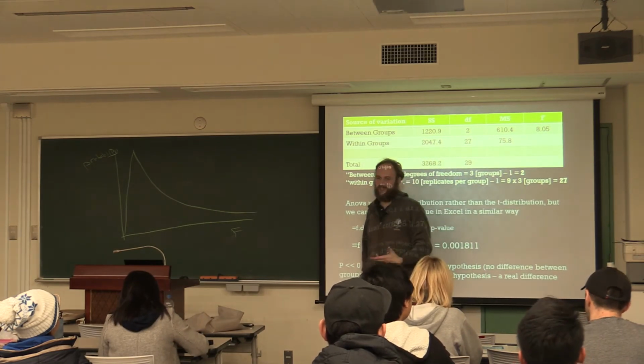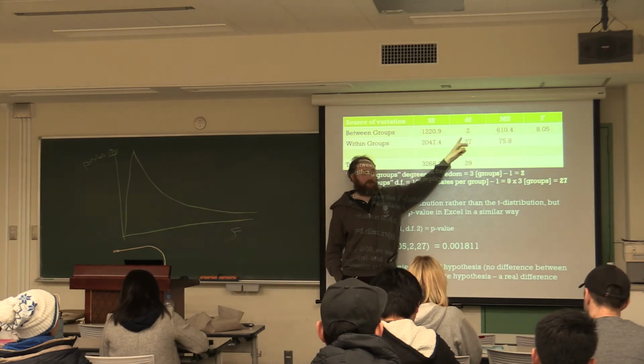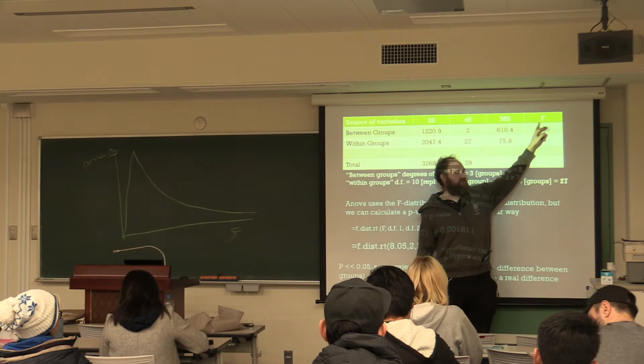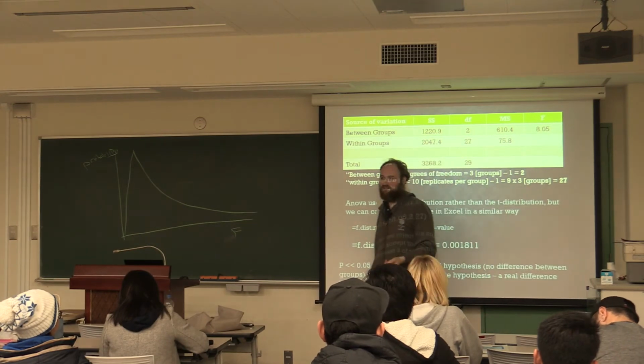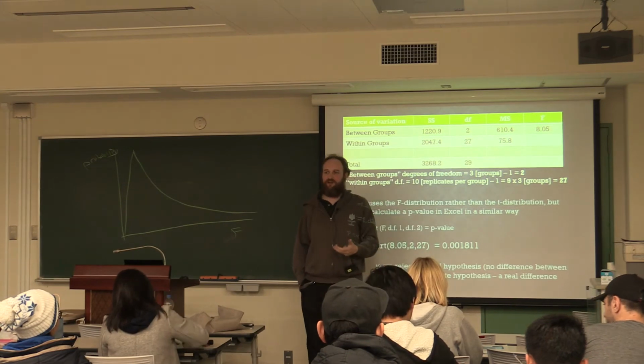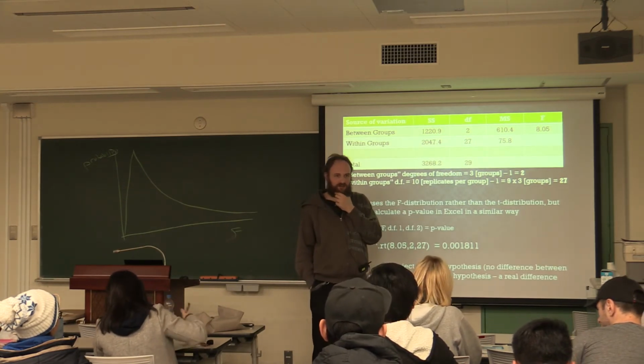So if you've got more data, if you've got more replication, you will increase this number here, right? And you'll make this small, and you'll make this big, and it'll be easy to find differences. So more replication is going to make that F value bigger. Does that make sense? Yeah?